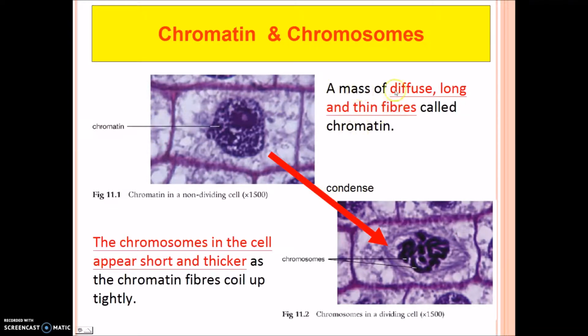For the chromatin, it is a mass of diffuse, long and thin fibers. When the cell is about to divide, the chromatin will condense, or coil up tightly, to form chromosome. So the chromosome goes from long to short, and from thin to thicker. Remember which kind of words you need to use to describe the chromatin and the chromosomes.